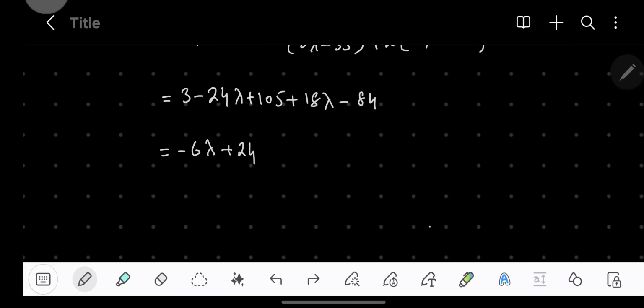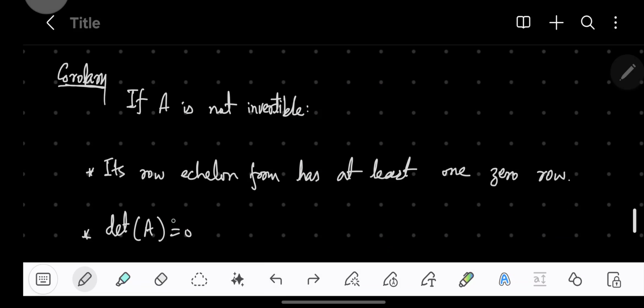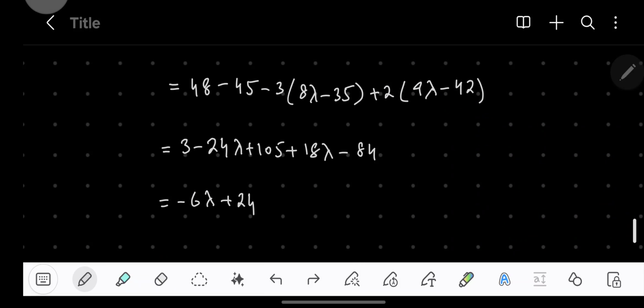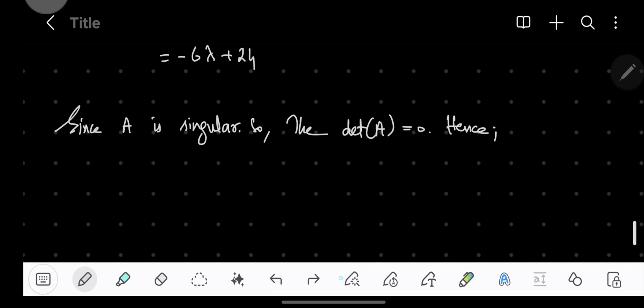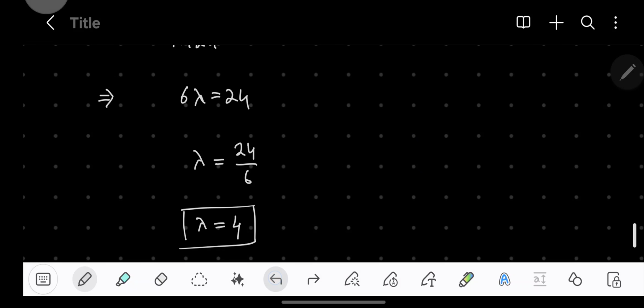Since it is given that A is not invertible, and from the corollary we know that if A is not invertible, then the determinant is 0. Since this is the determinant of the matrix and the matrix is not invertible, this determinant is 0. So I will put this equal to 0. From here, I can take this 6 lambda to the other side. So 6 lambda is equal to 24. And I can divide both sides by 6. So I will end up with lambda equal to 4.